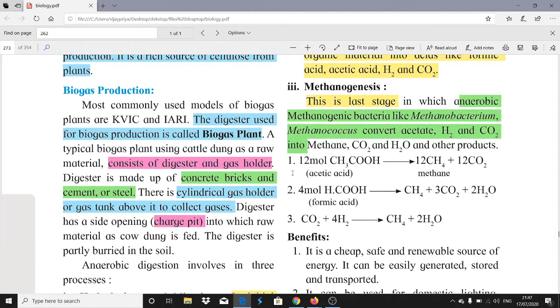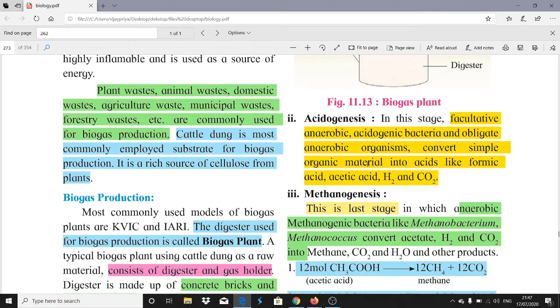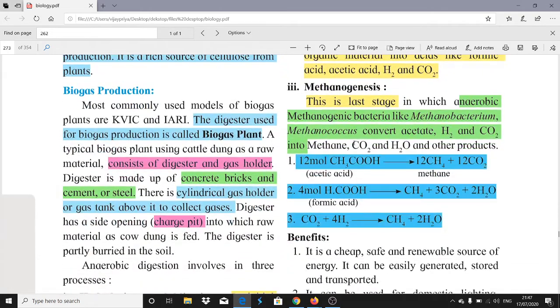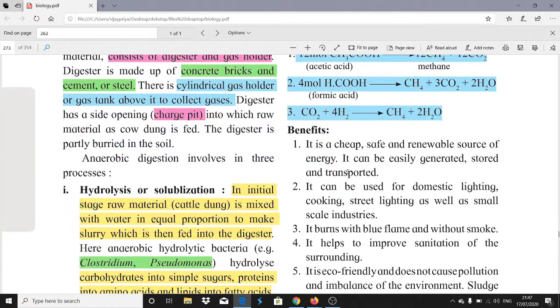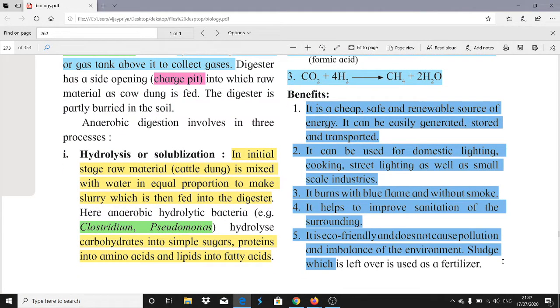So you can observe these are the chemical reactions through which whatever is formed in the earlier stage, in acidogenesis, gets converted into methane. Okay, so what are the benefits? Now you can get a question on this, as this lesson has less weightage, on what the benefits of a biogas plant are. So you have to remember all the points.